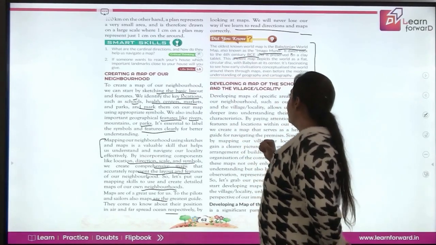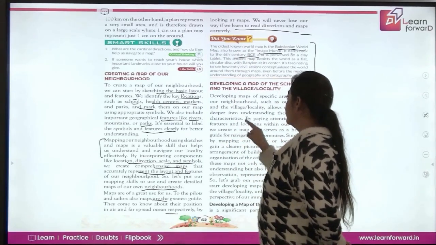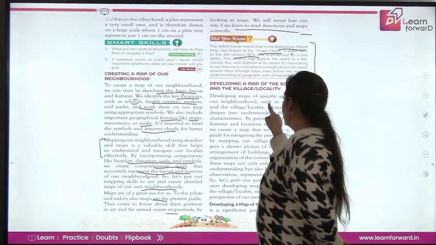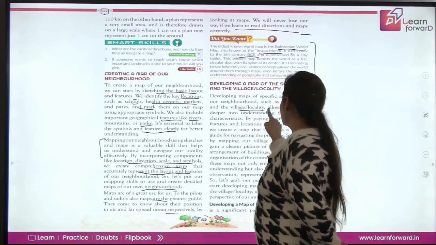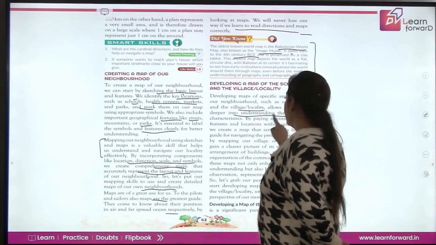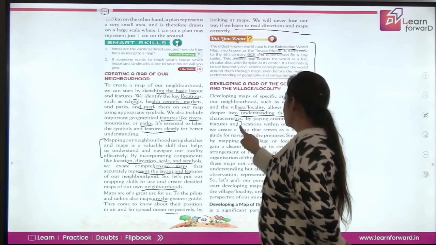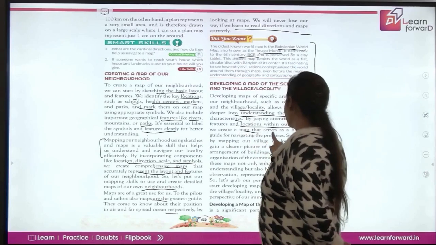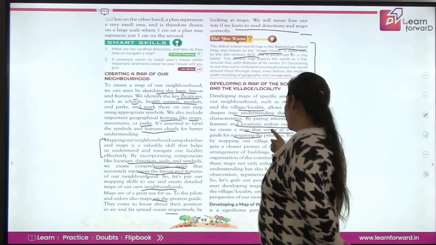Now, developing a map of the school and the village locality. Developing maps of specific areas within a neighborhood, such as a school and the village, allows us to dive deeper and understand the unique characteristics. By paying attention to the features and location within our school, we create a map that serves as a helpful guide for navigating the premises.